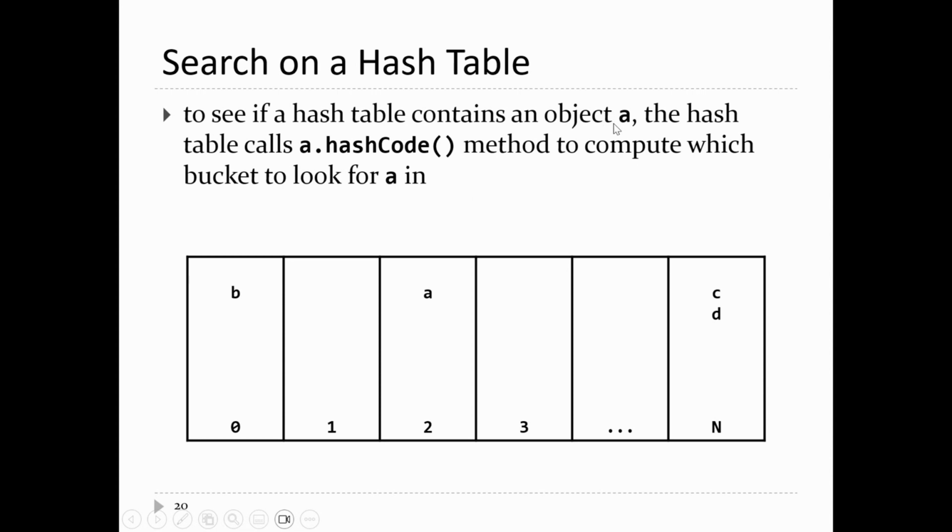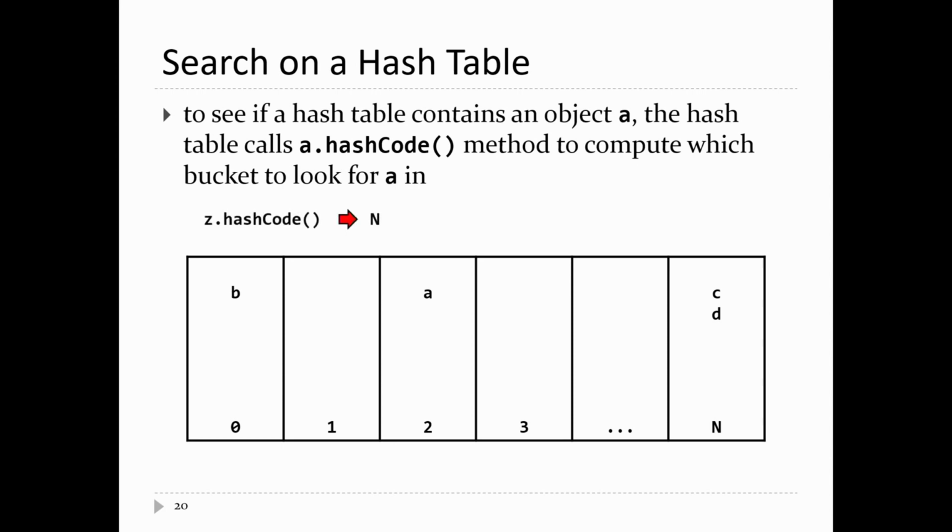So if I want to know, is A in the hash table? The hash table takes your object A, calls hashCode on it, does something, and turns that value into 2. So it knows it has to look in bucket 2 for the element A. So now it goes into bucket 2, and it sees there's one element in the bucket. So it takes your object A and compares it to the element that's in the bucket. So is A equal to A? The answer is yes. So A is in the bucket. A is in the hash table.